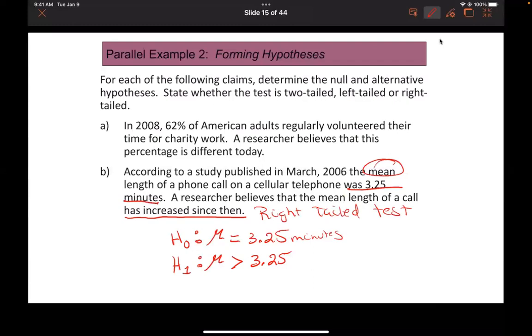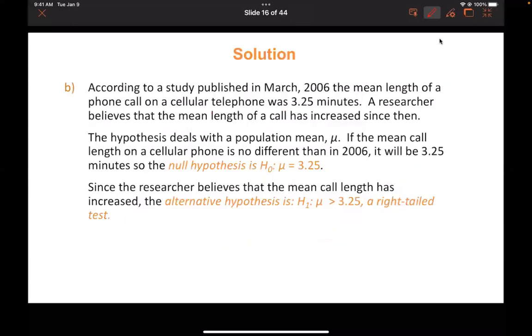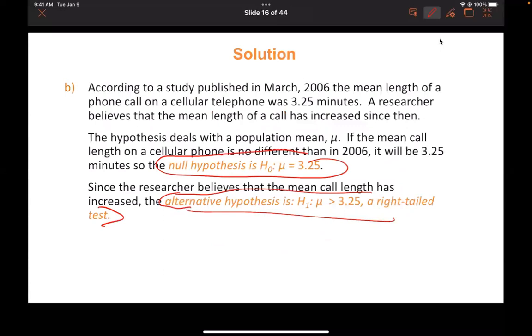All right. So this is all exactly the stuff I just said. We have the alternative hypothesis with the right-tailed test. And then my null hypothesis is right there. Fit to window, 100%. Okay. There we go. All right, now we're good.